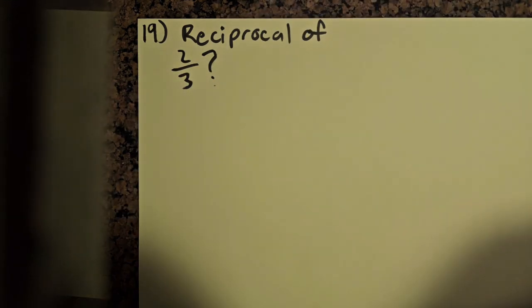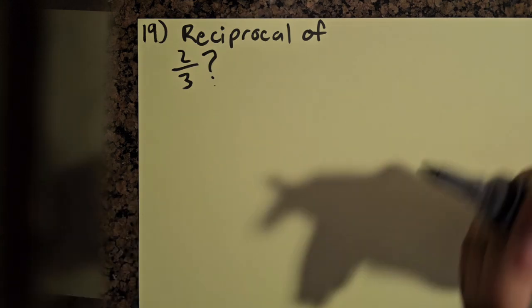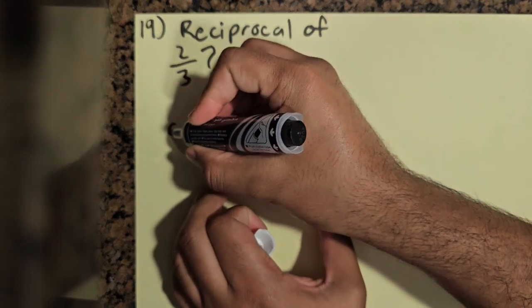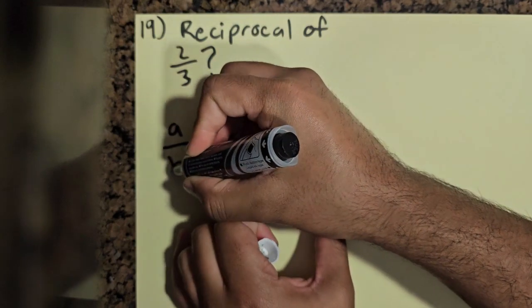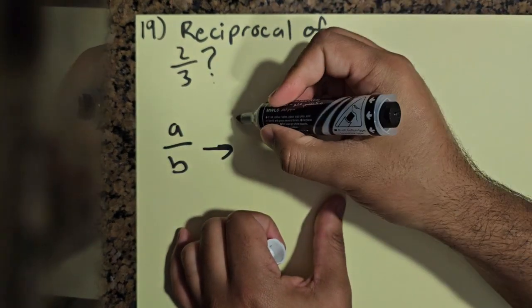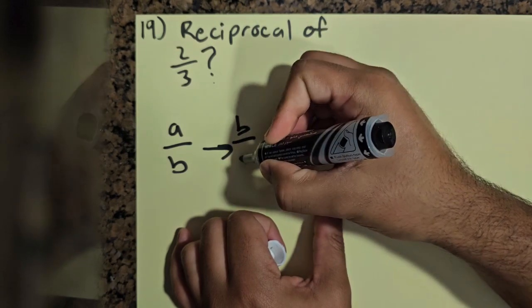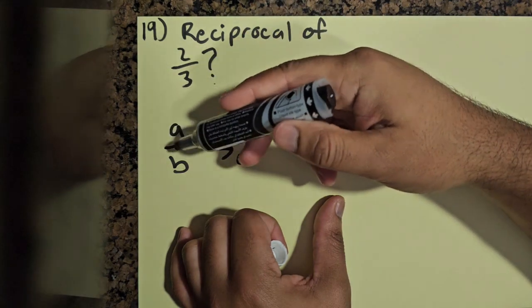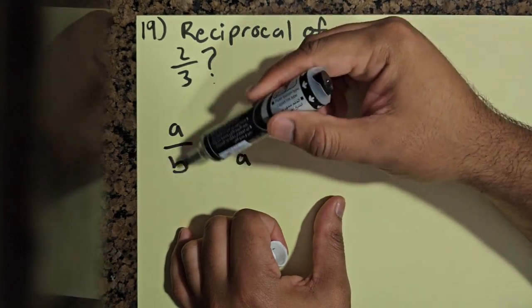Okay, so question 19 asks you what is the reciprocal of 2 over 3. So I'm just going to quickly explain what the reciprocal is. It's basically the inverse, okay? If you don't understand what that word means, I'm going to show you now. If we have a fraction a over b, then the reciprocal of a over b is b over a, meaning I just switch the numerator, the number on top, with the denominator or the number at the bottom.